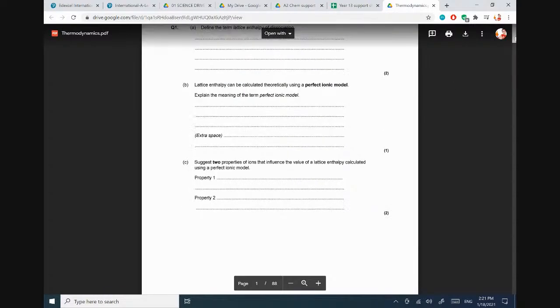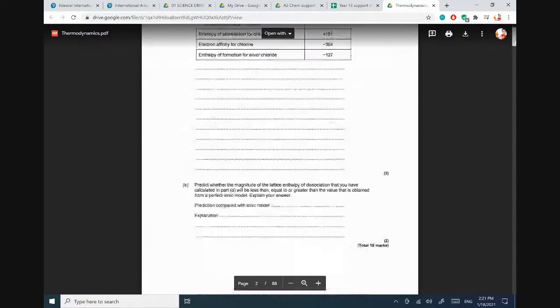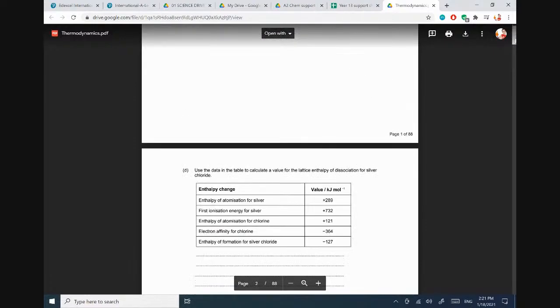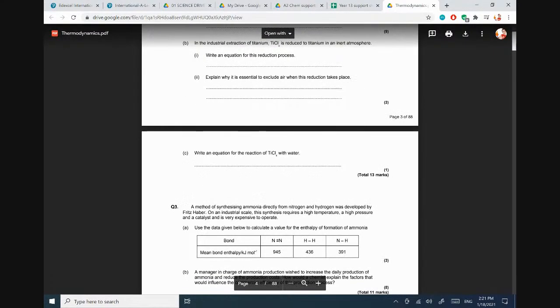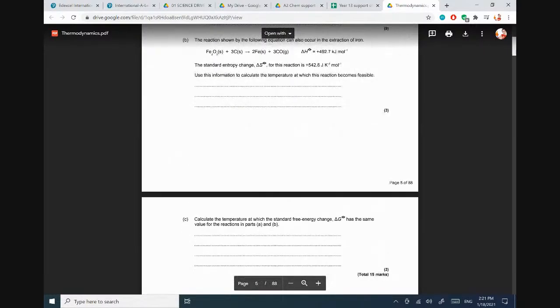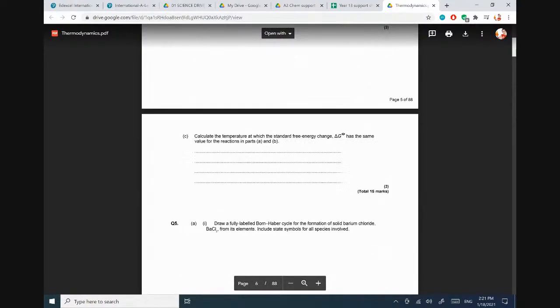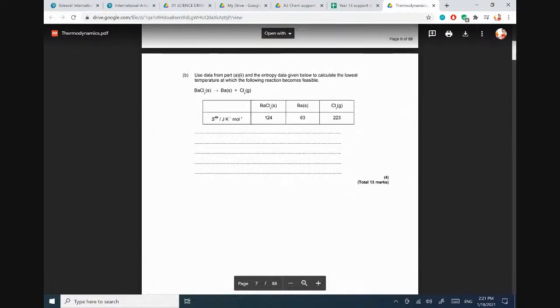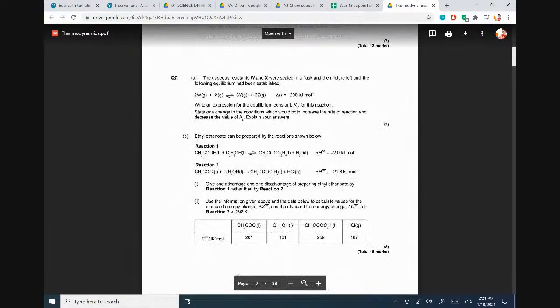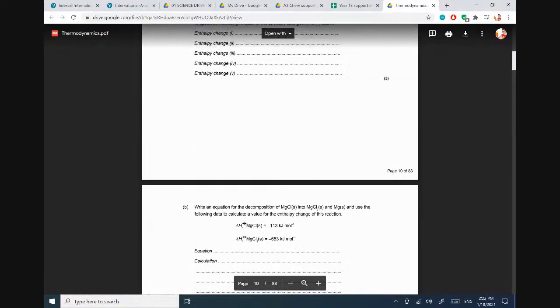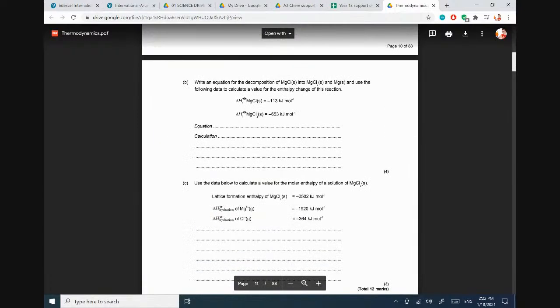Oh, there's PIM immediately, perfect dynamic model. There's enthalpy of atomization. There's a Born-Haber. Entropy making an appearance there. Bond enthalpies. I'm just looking for the enthalpy of solution. They're usually pretty easy to spot, partly because they usually give you the equation. There they are. So here's the question.